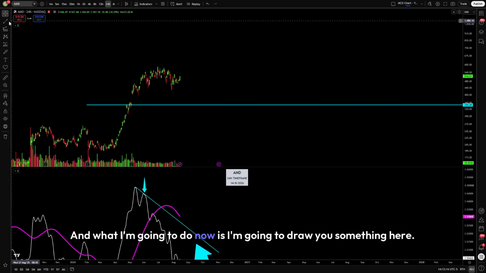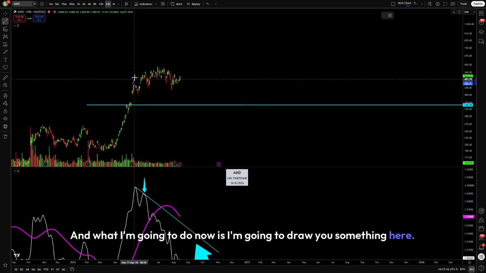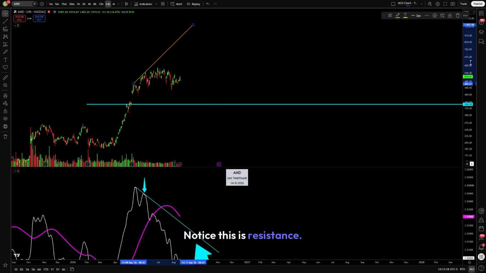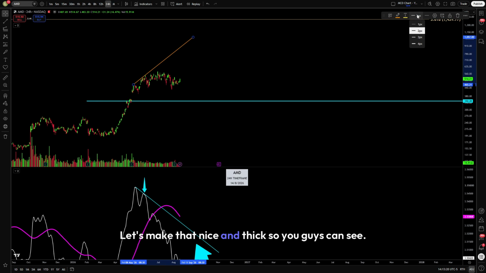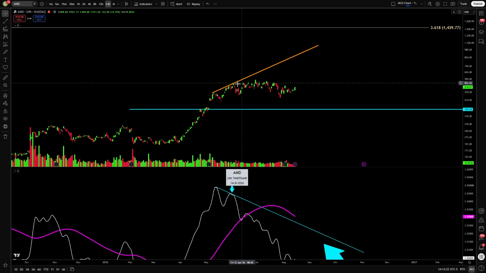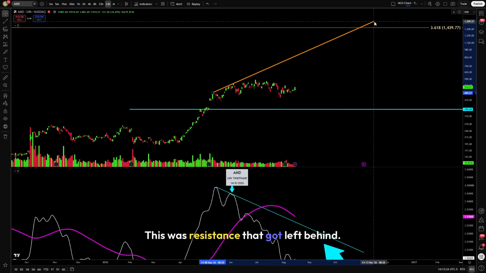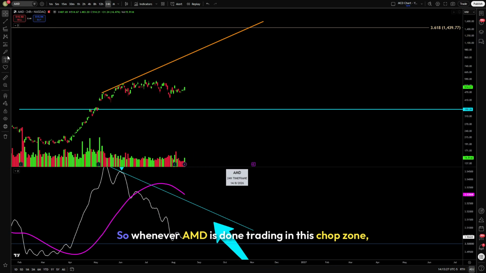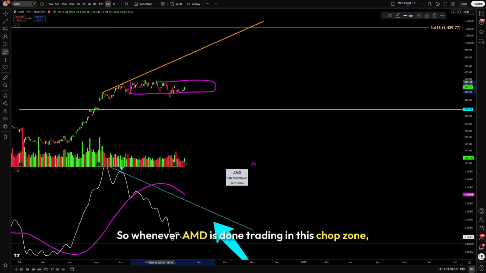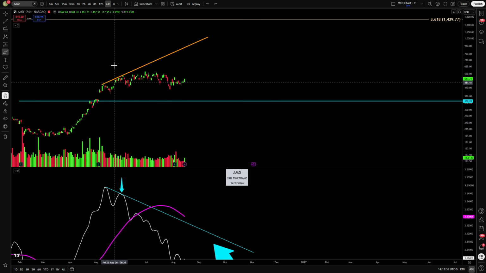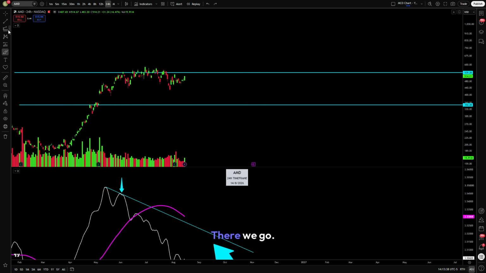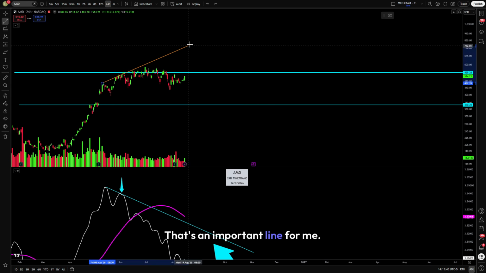And what I'm going to do now is draw you something here. Notice this is resistance. Let's make that nice and thick so you guys can see. This was resistance that got left behind. So whenever AMD is done trading in this chop zone, and let me just put that one blue line back. There we go. I want to keep that. That's an important line for me.